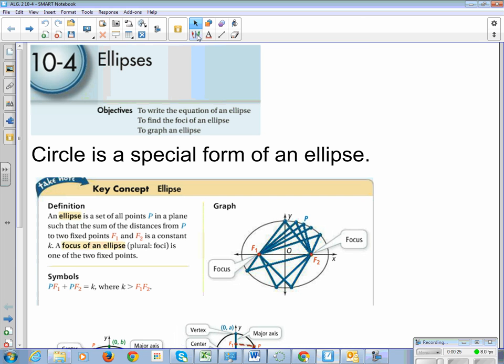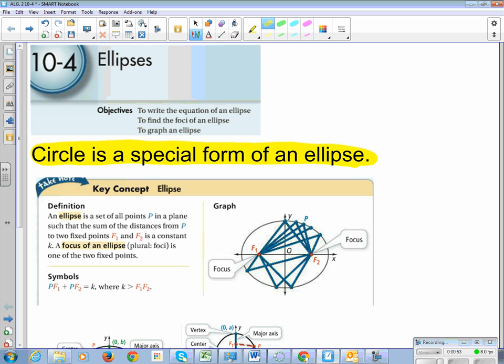I would like you guys to please note that a circle is a special form of an ellipse. Just like a square is a special form of a rectangle, a circle is a special form of an ellipse. It's where all of our axes are the same length and it makes a circle. So circle and ellipse are very closely related.